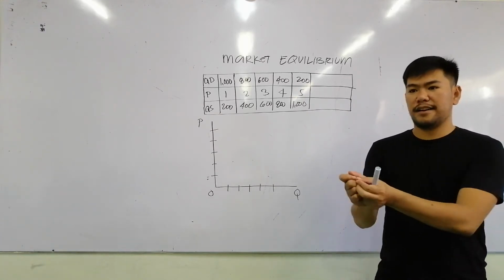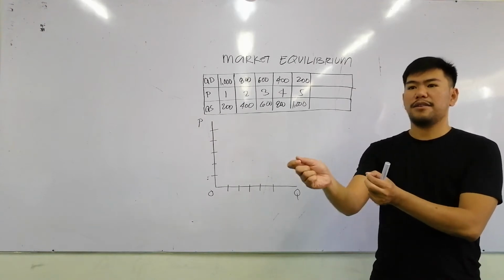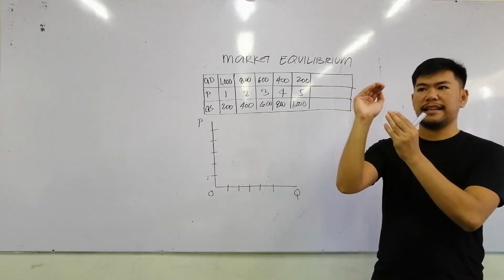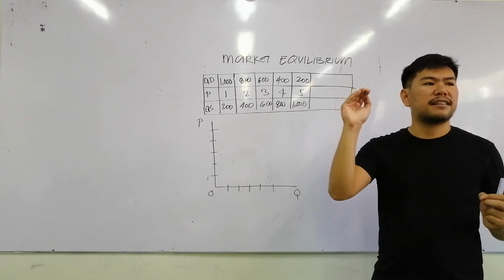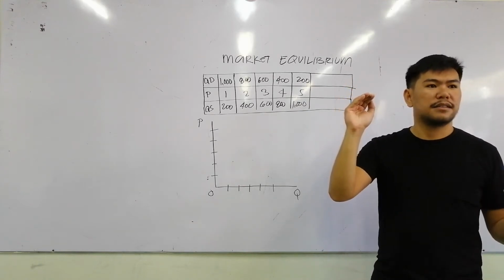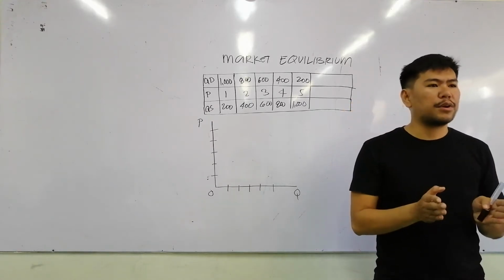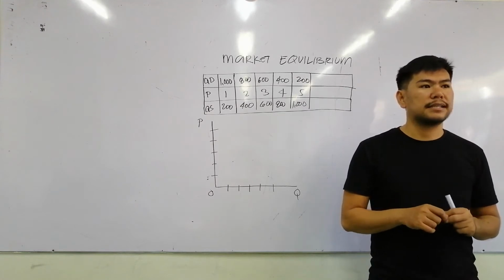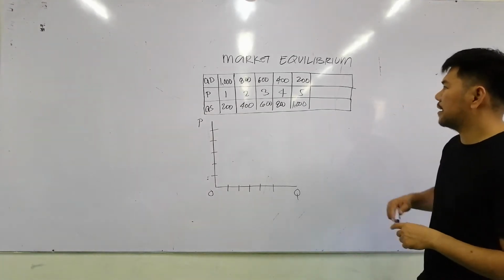Because if the seller only sells at a certain price, let's say 10, what if there are no takers? What if there are no buyers? So the supplier will also consider the demand in the market before setting the price. In this case, let's look at the example.